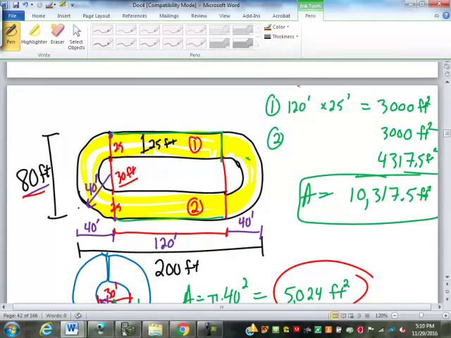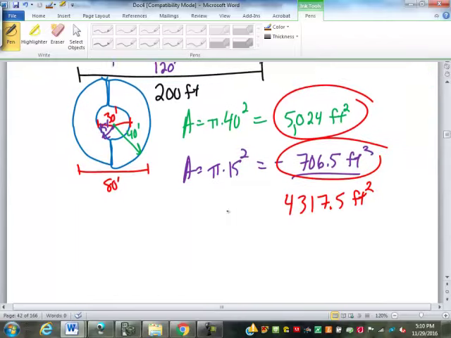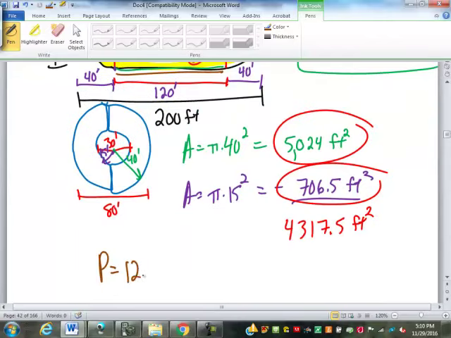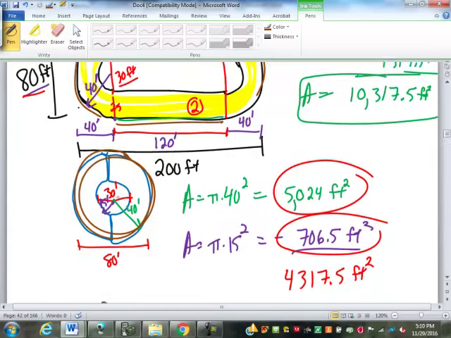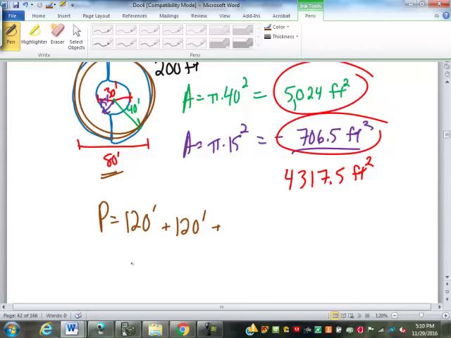If I wanted to do perimeter, by the way, it'd be pretty simple. Perimeter is just going to be 120 here plus 120 here. Plus, these two distances here are just going to be the circumference of this big circle. That circumference is just going to be pi times 80, which is going to be 251.2 feet. So that's going to add up to 491.2 feet would be the perimeter.